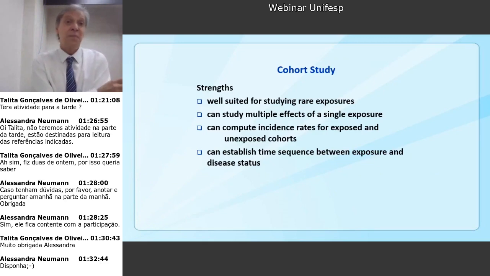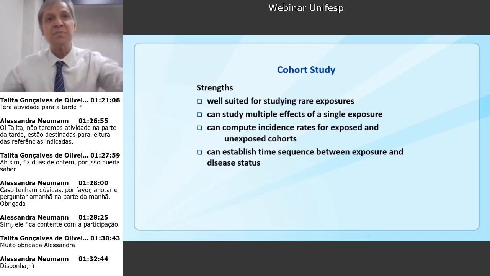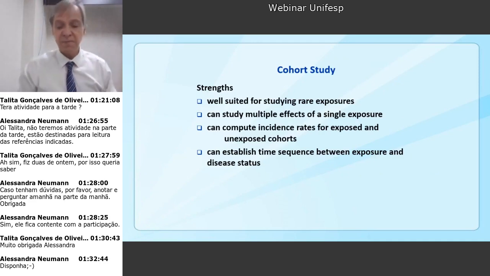The reverse is true also. Even though in a case control I'm limited to one disease, I'm not limited to the exposure. I can measure retrospectively any kind of exposure. Here, I'm limited to the exposure I initially start measuring, especially in the prospective cohort, where you measure the exposure and subsequently follow people up. Okay?